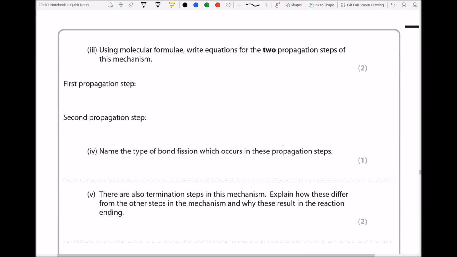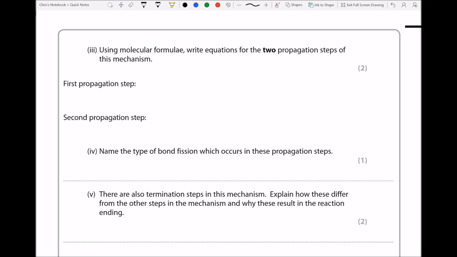Okay, so using molecular formula, write equations for the 2 propagation steps of this mechanism. Right, I suppose this was inevitable. A propagation step is basically just where you've got a non-radical molecule reacting with a radical, and effectively what happens is you get a reaction and you get the radical moving from one molecule to another. And these radicals, remember, are really reactive, so they will just keep on reacting with pretty much anything. But there is a very specific order to this that we have to use.